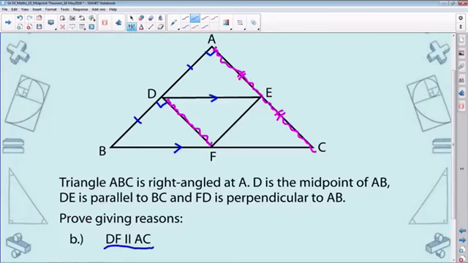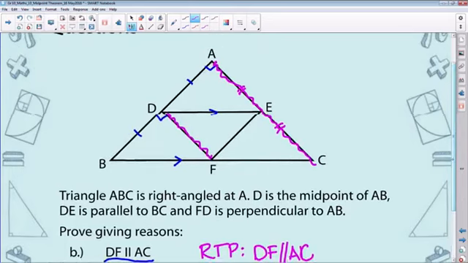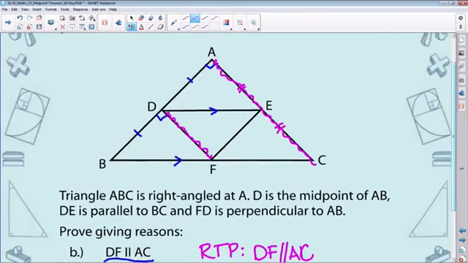Oh, and we did speak about this in the beginning. I'm going to start by saying required to prove. And I'm required to prove that DF is parallel to AC. Let's make that a C. Now, how am I going to prove that? I can see that they are parallel, but I need to state the obvious. And the obvious is I have two angles that are equal.